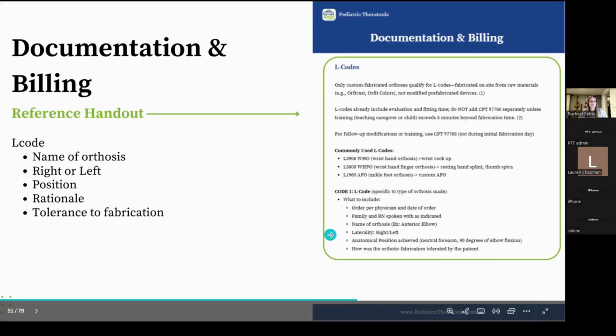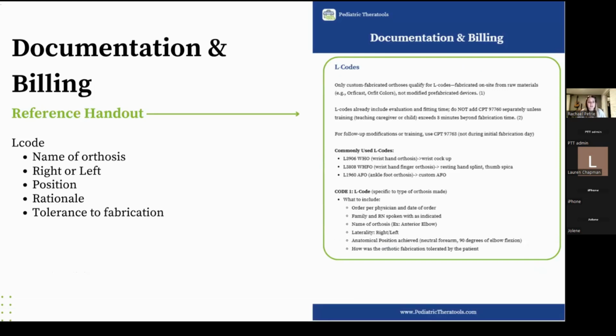Okay, so L codes, your L codes are really just the material and the time that it takes you to make the splint. So when you document this, you're going to give the name of the splint. You're going to put the laterality. So did you make it on the right or the left? What position did you fabricate them in? So sometimes you might not get them all the way to whatever degrees of extension or flexion that you are looking to, but in subsequent remolds, that's what you're going to achieve or aim for. So document that.